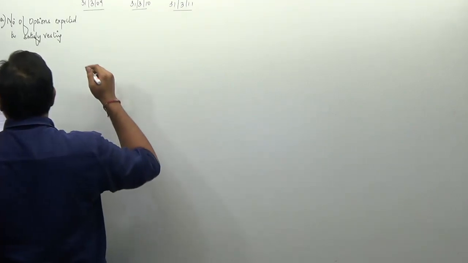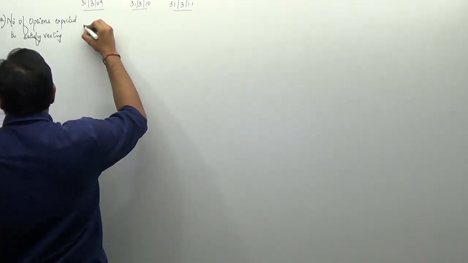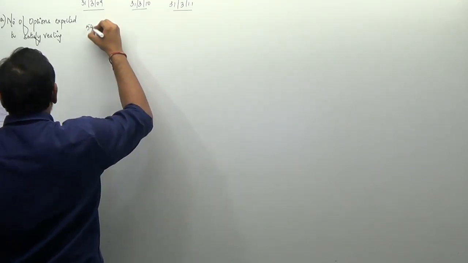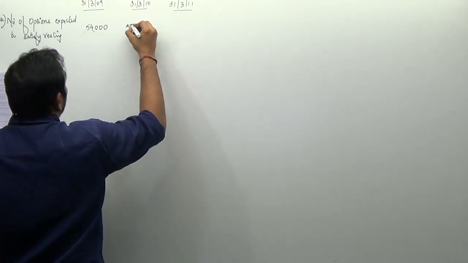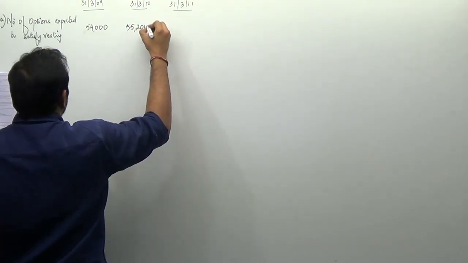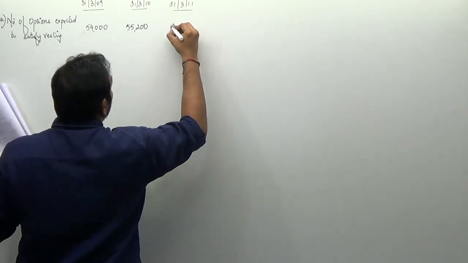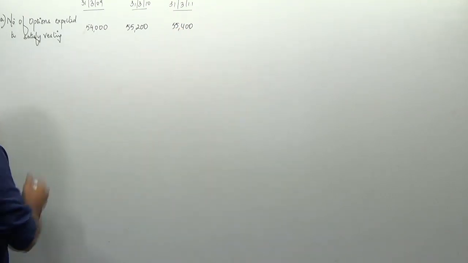Year 1. On 31st March 2009, I'm expecting 540 employees to satisfy vesting. Each employee is given 100 options, so 54,000 options. Next, 552 employees, 55,200 options. Last year, 554 employees are entitled, so 55,400 options, 100 options per employee.